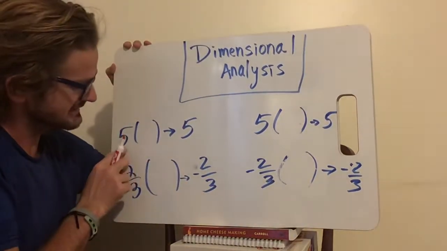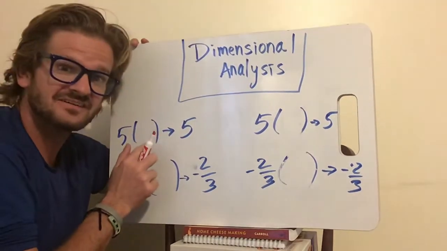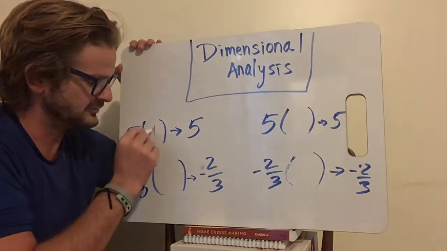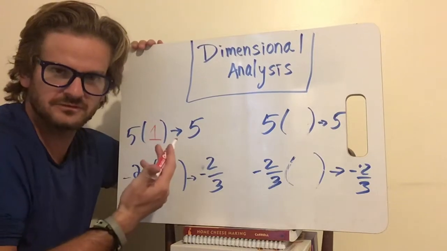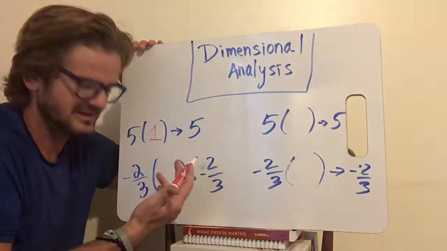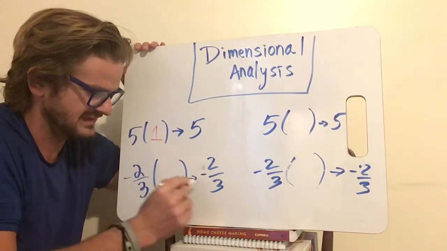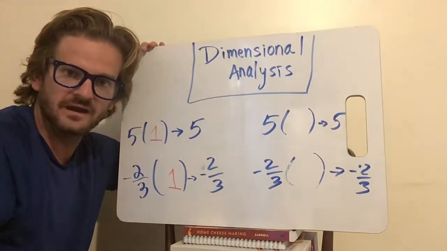Now, looking at this first one, we have 5 times something is 5. And so 5 times something, that value has to be 1, right? It has to be 1. 5 times 1 is 5. You're like, duh, yeah, I get that. Negative 2/3 times something is negative 2/3. That value has to be 1.